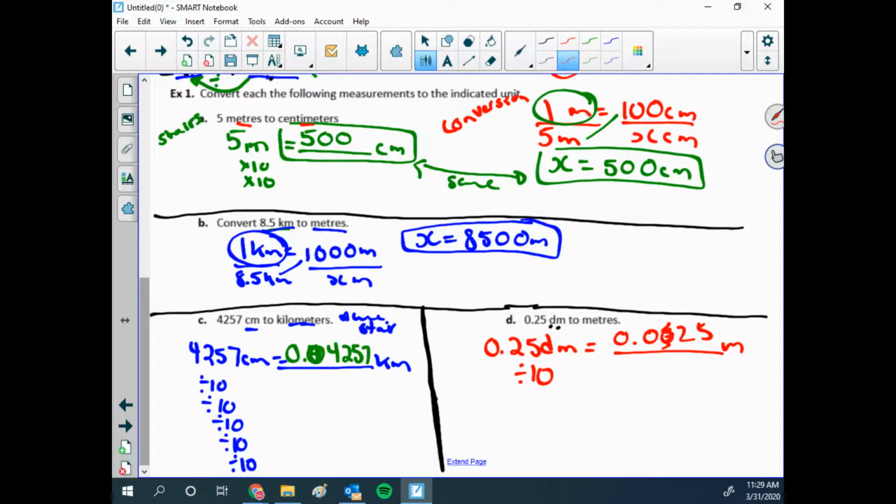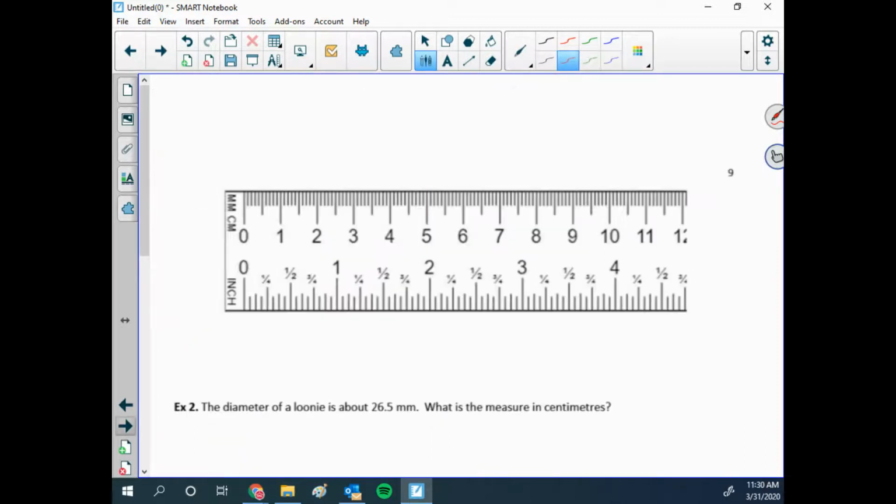Okay, so that's the first part, just looking at basic conversions. Now we're going to look at using a ruler, and then there's some word problems. In the last video, we looked at how to measure on the inches side. Now we'll take a look at measuring on the metric side, centimeters and millimeters.